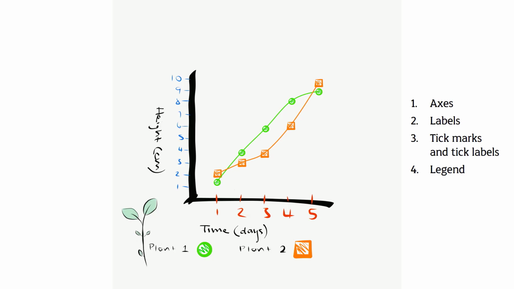Finally, we must include a title for our graph. Make sure you write something descriptive, and if you have multiple graphs in your assignment, make sure you label with numbers so you can easily refer to the right graph in your text. For example, Graph 1, growth of cress over 1 week.